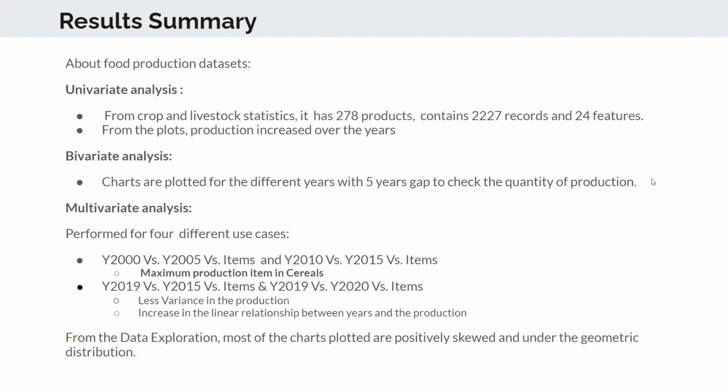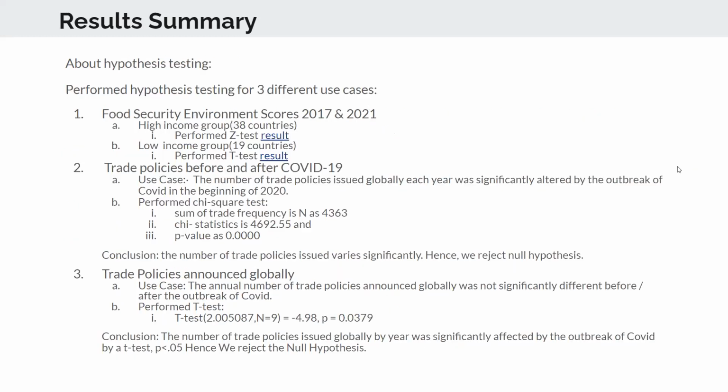So if you go to the next slide, about the food production datasets, we have performed 3 different analyses: the univariate, bivariate, and the multivariate analysis. A key finding is that the maximum production of items is in cereals, and from the data explorations, we could see that most of the charts have been positively skewed and under the geometric distribution. Next slide, please.